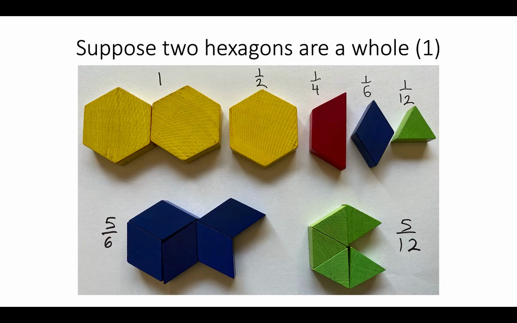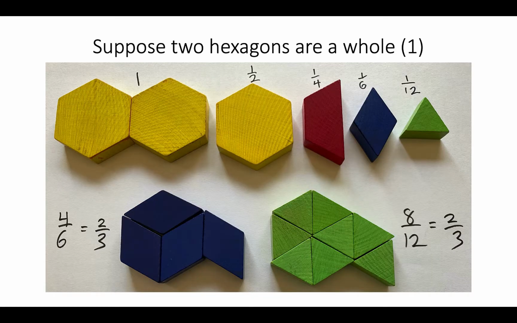If 2 hexagons represent a whole, to make the fraction 5/6, we could use 5 of the parallelograms, since each parallelogram equals 1/6. To make 5/12, we would use 5 triangles, since each of the triangles represents 1/12.